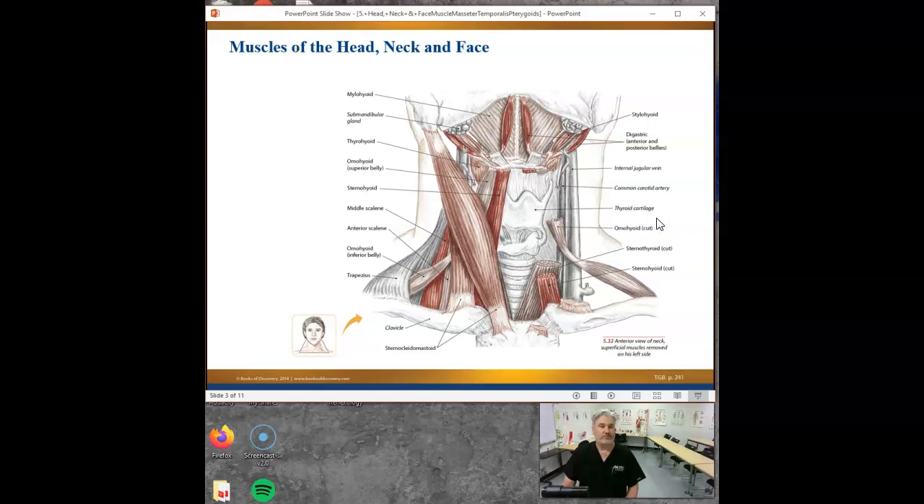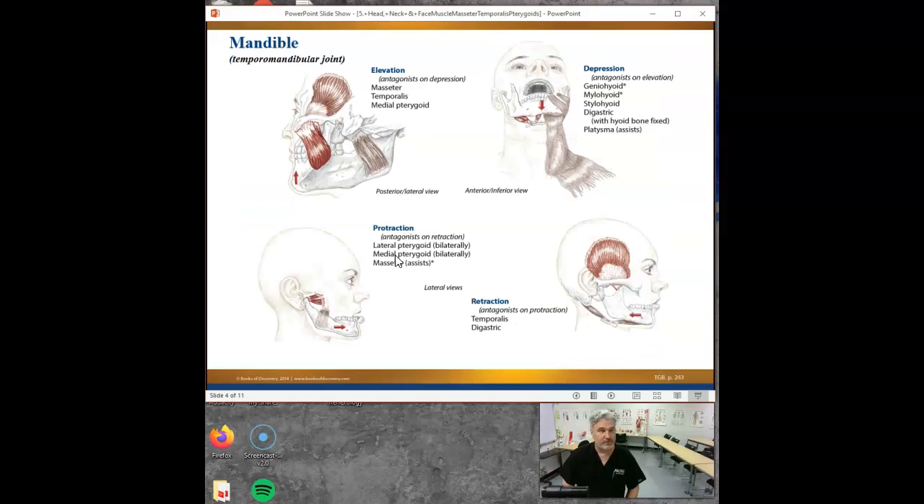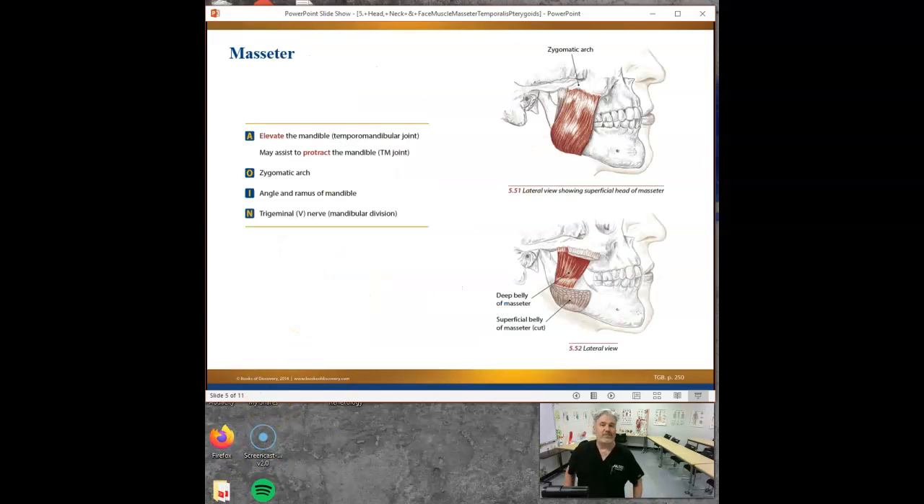Boom. Actually, that's not a bad picture. Hold on. No, it's not great. We'll see if we got something better. Let's look at the masseter first.